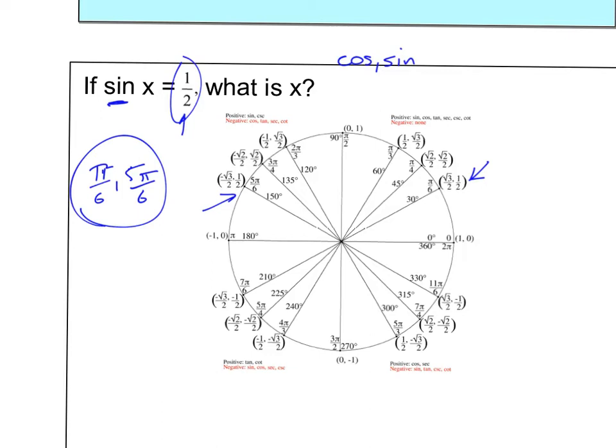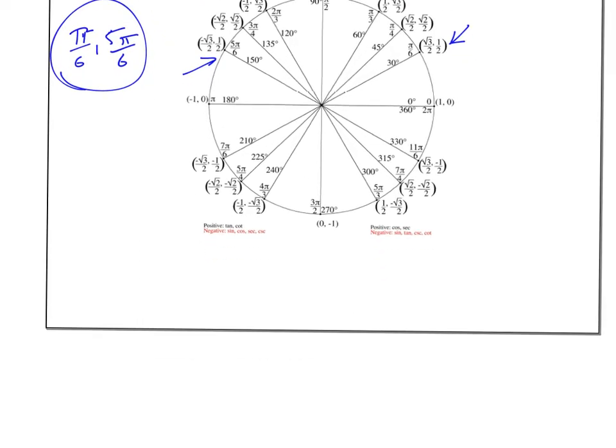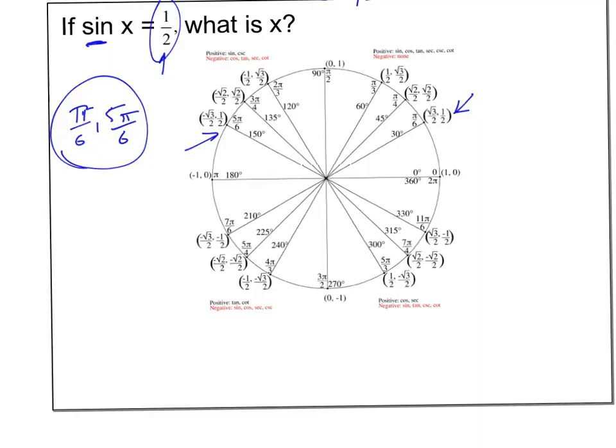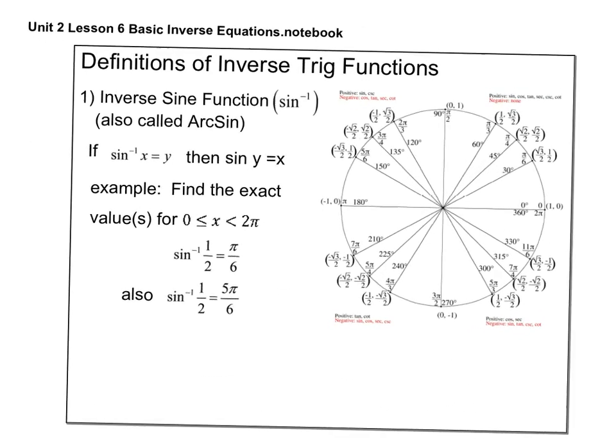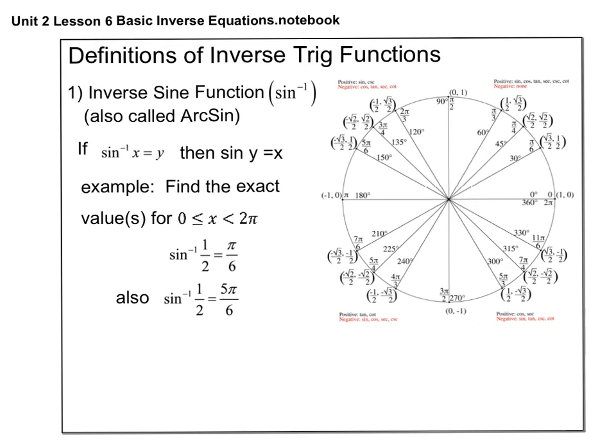All right. So what the heck does inverse actually look like? Arc sine is what it's sometimes called. Sometimes it's called inverse sine function. That's this guy. And all they're saying is this. This is kind of the big punchline. If sine inverse of x equals y, then sine of y equals x. Basically, the x and the y switch places.